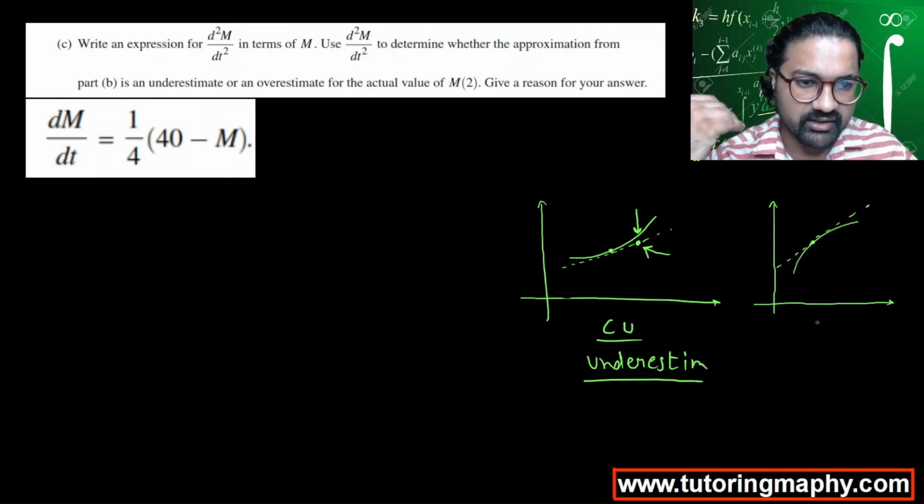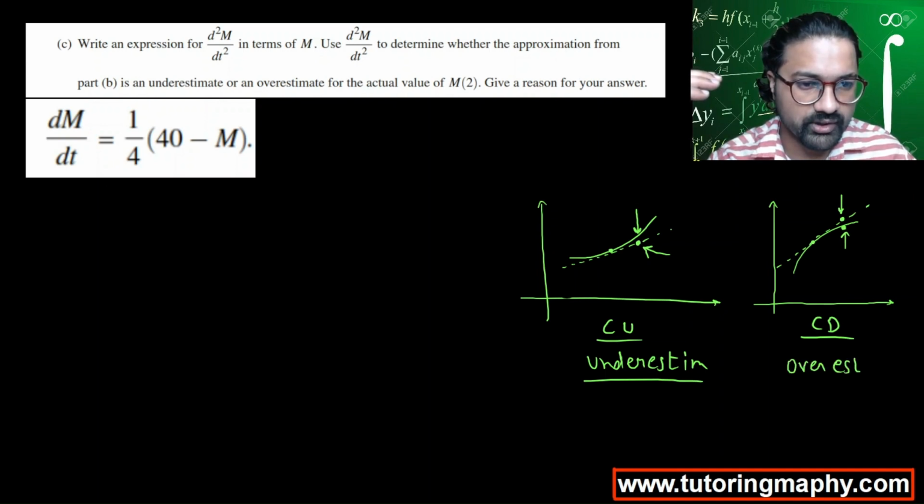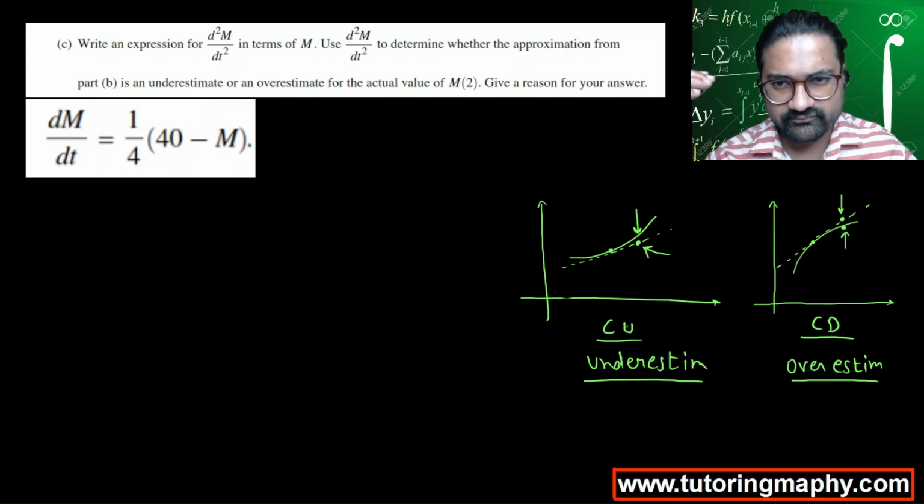So for a concave up function, you basically give an underestimation, and likewise for the concave down function, your tangent's value is right here and the function's value is right here. So you're giving a higher value, you're overshooting it. So it's an overestimation. If we get the value of d square m over dt square as negative, that's concave down. So accordingly, we can answer this question. All that matters is to find the double derivative of this guy.